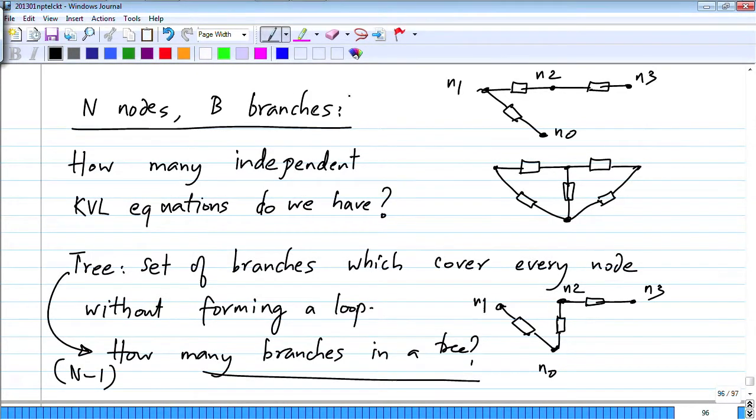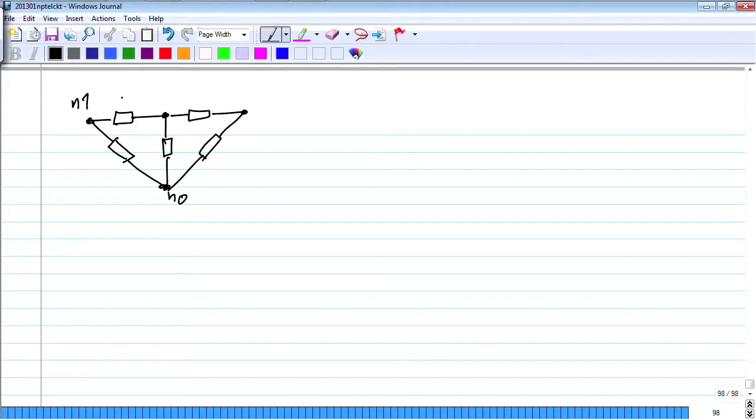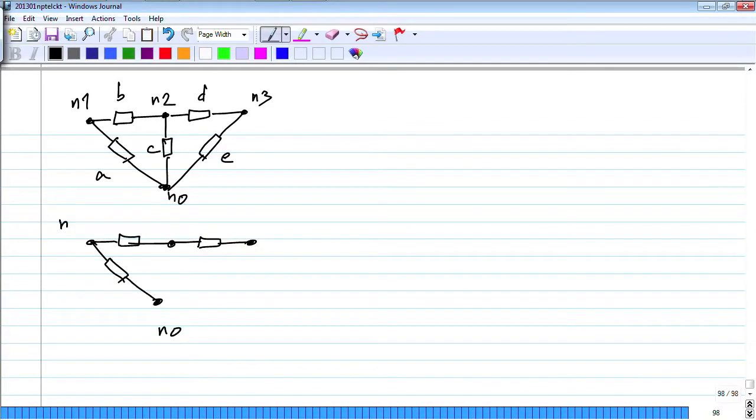Now, once you have a tree, it's very clear that if you add any more branches, if you add one branch, so you have a tree already. So let me redo this by numbering the branches. Let me redraw the circuit. I will label the nodes n0, n1, n2, n3, and I will call the branches A, B, C, D, E. There are 5 branches in this circuit. Now I will identify a tree. This is my tree, n0, n1, n2, n3. And this particular tree I have chosen has these branches A, B and D.